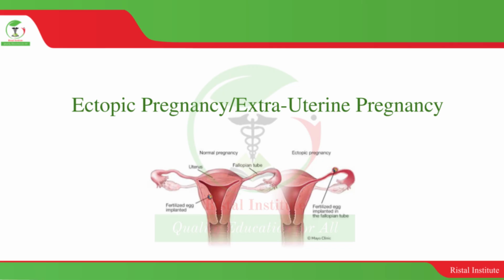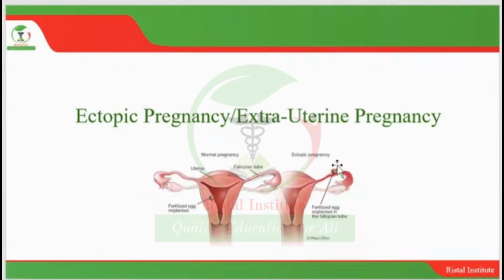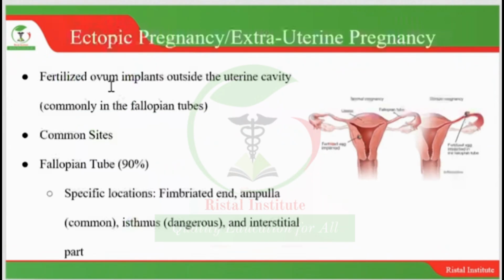Whereas in ectopic pregnancy, for example, the fertilized egg is implanted in the fallopian tube. So in ectopic pregnancy, the highest number of ectopic pregnancies are implanted in the fallopian tubes. But there are also those that can be implanted in the ovaries, even in the abdomen, so in the abdominal cavity. So let us look at them.